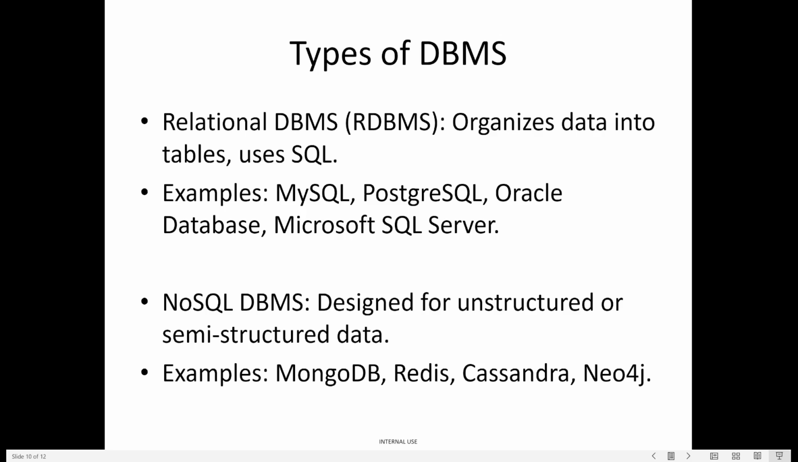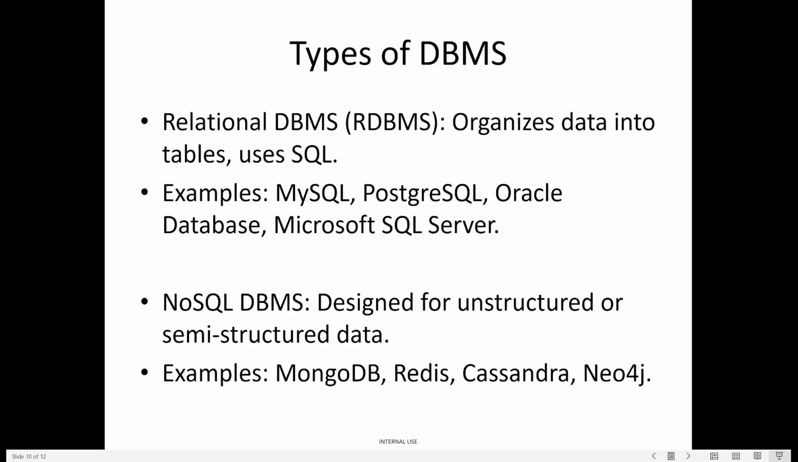Now let us see the different types of DBMS. Each DBMS is designed for specific needs. For example, a relational database, where we organize data into tables with rows and columns like a spreadsheet, uses SQL for data manipulation. Some examples of relational DBMS are MySQL, PostgreSQL, Oracle, and Microsoft SQL Server.